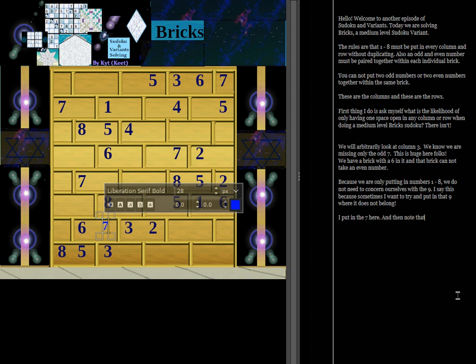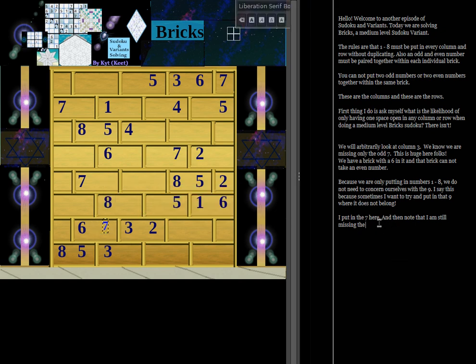And then note that I am still missing the 2 and 4. I see a 2 in row 5, so I can put a 4 here and a 2 up here.